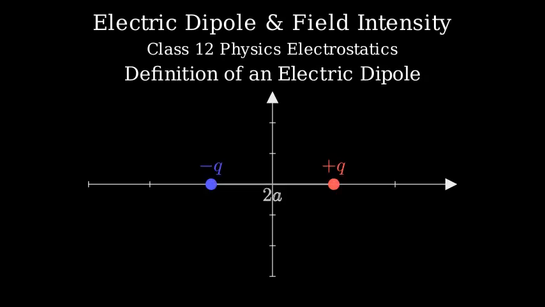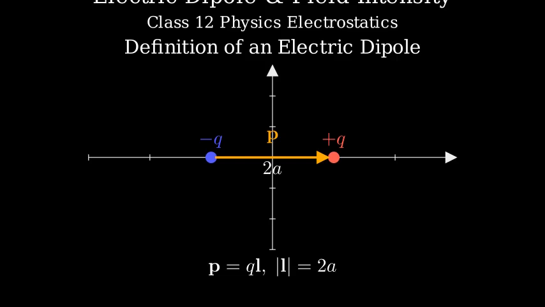Specifically, we have a positive charge +q and a negative charge −q separated by a distance of 2a. The dipole moment vector, denoted as p, is defined as the product of the charge q and the displacement vector L, which points from the negative charge to the positive charge. Mathematically, we write this as p = qL, where the magnitude of L is equal to 2a.